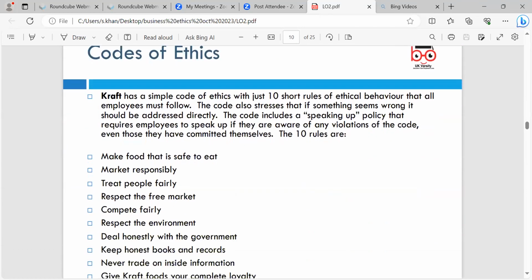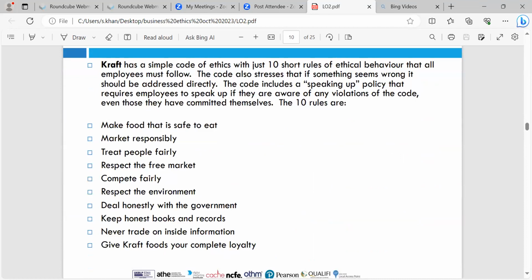Codes of ethics. Kraft has a simple code of ethics with just 10 short rules of ethical behavior that all employees must follow. The code also stresses that if something seems to be wrong, it should be addressed directly. The code includes a speaking up policy that requires employees to speak up if they are aware of any violations of the code, even those that they have committed themselves.